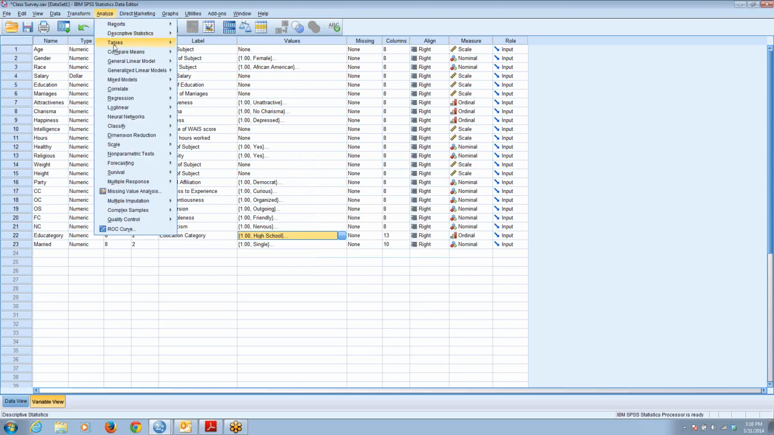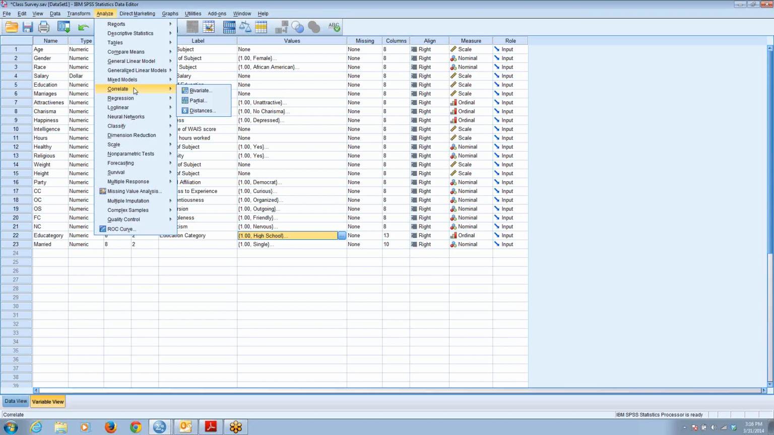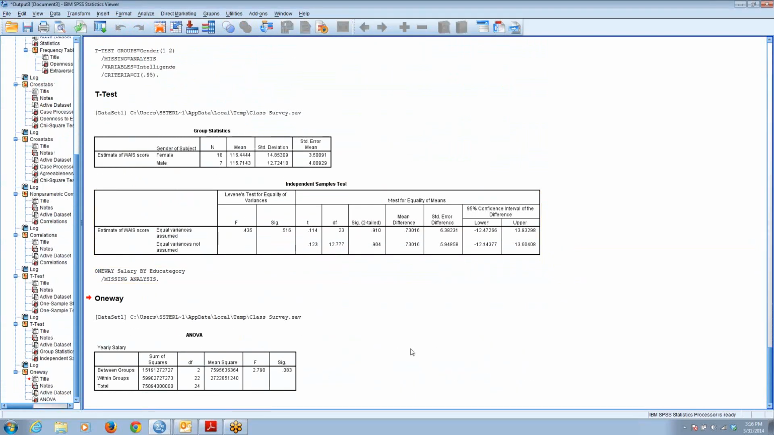And so watch how I do that. To compare means, I do a one-way ANOVA. Now it's called one-way because we're just using edu category as our factor, and then for the dependent variable we're going to use salary. Okay, and then we'll hit OK.